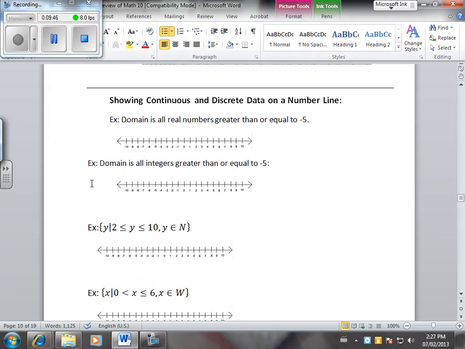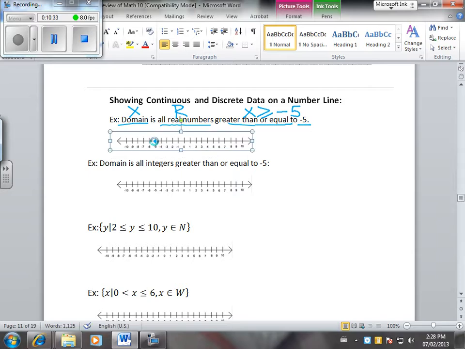So, how do we show continuous and discrete data on a number line? If we look here, domain is all real numbers greater than or equal to -5. So what is this telling us? This is telling us x is all real numbers, so R, and then x is greater than or equal to -5. Greater than or equal to means that this is inclusive, so we will put what kind of dot? Hopefully everyone said a solid dot on -5.